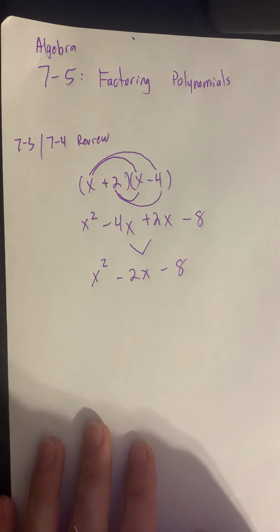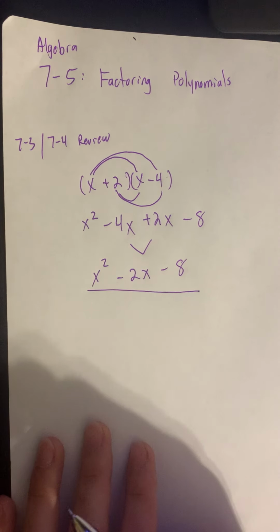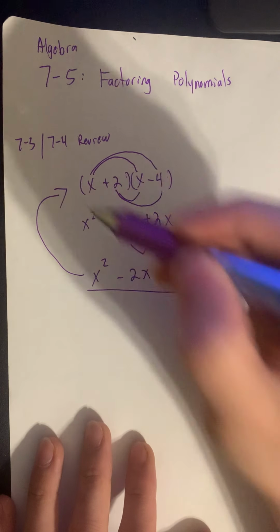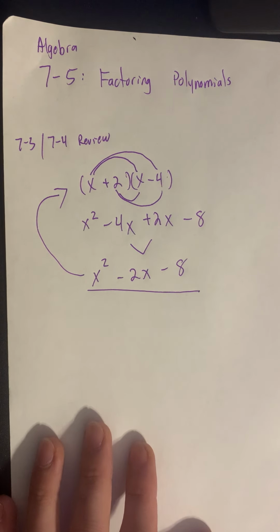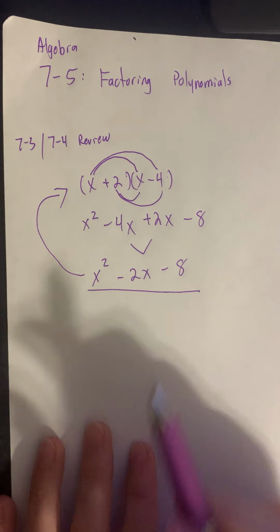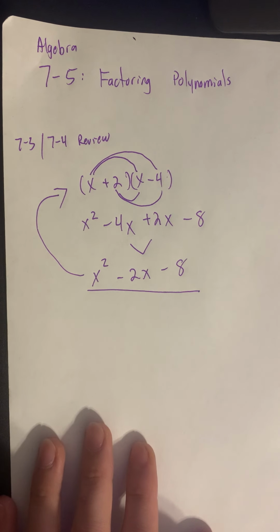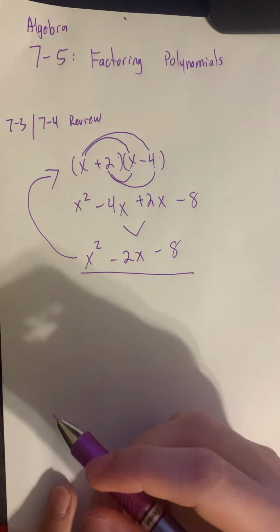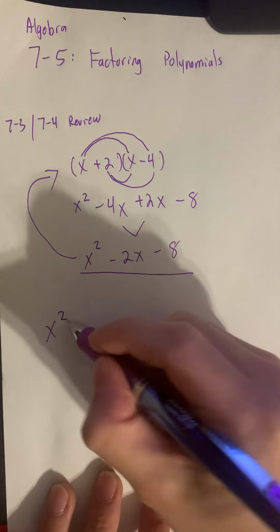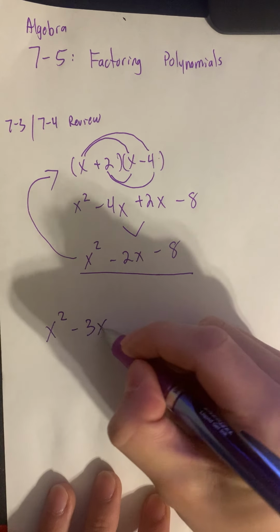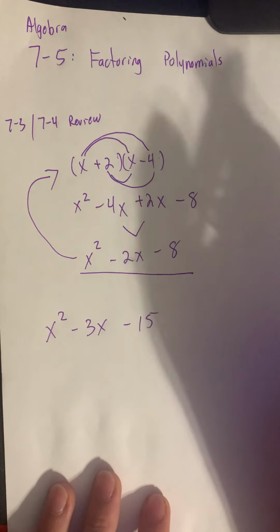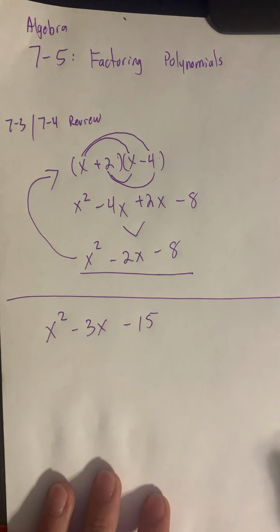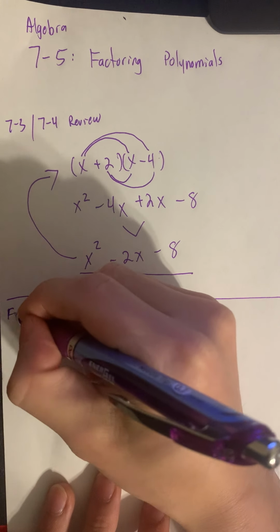So in 7-5, if we're given this, can we go back to our original two factors? Can we go back to the two binomials that made this? We're going to learn how to do that right now. So in our example, we're going to have x squared minus 3x minus 18. All right, so how do we factor this?